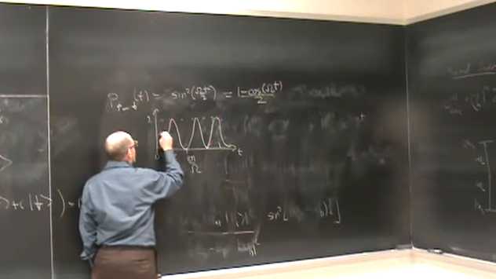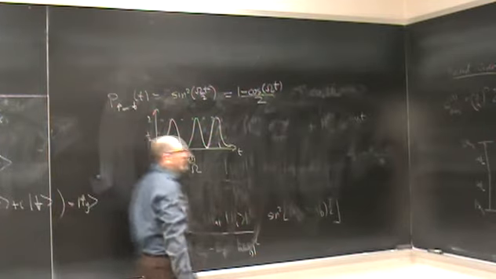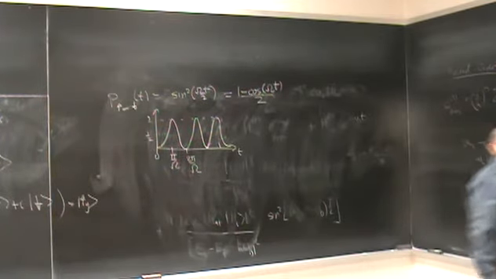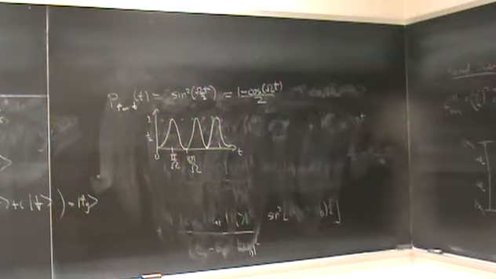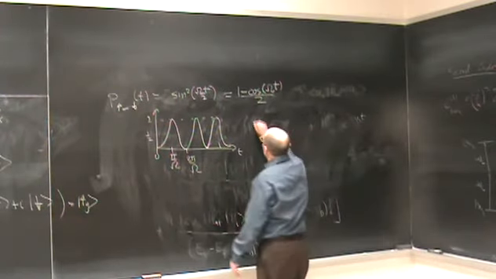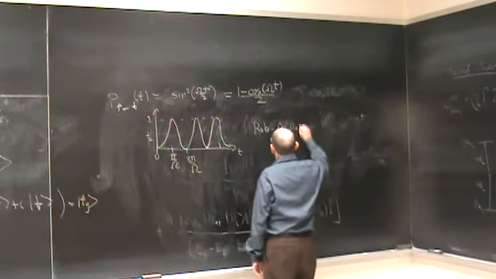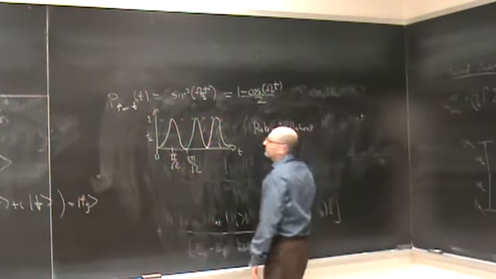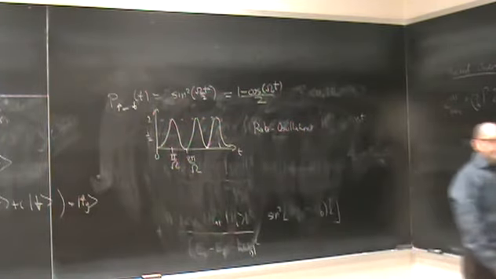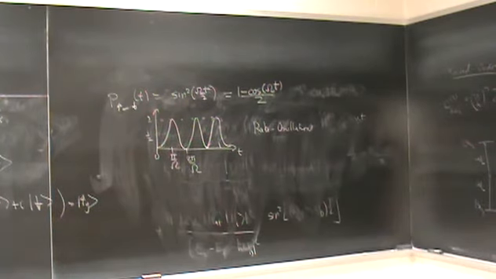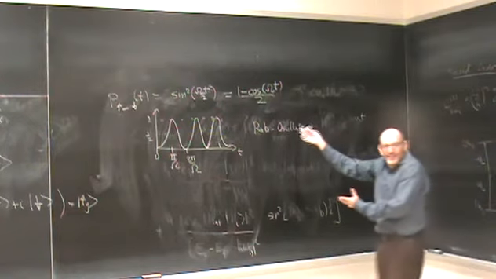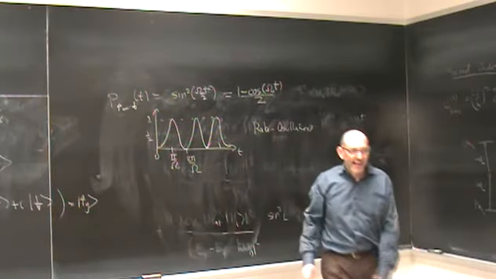And then, of course, halfway in between, I'm in superposition. These are known as Rabi oscillations. Now, this is not at all like Fermi's golden rule. I mean, there's no rate. We'll come back to that next lecture.